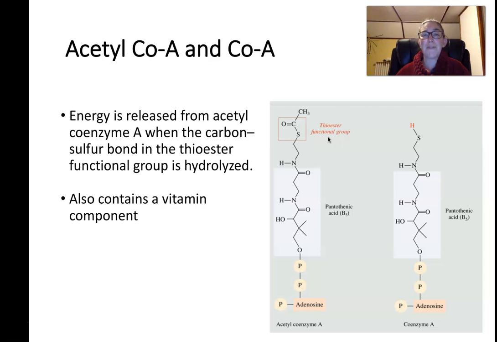And then the fourth molecule here is acetyl-CoA versus CoA. So acetyl-CoA also contains a vitamin component. It contains pantothenic acid, which is vitamin B5.